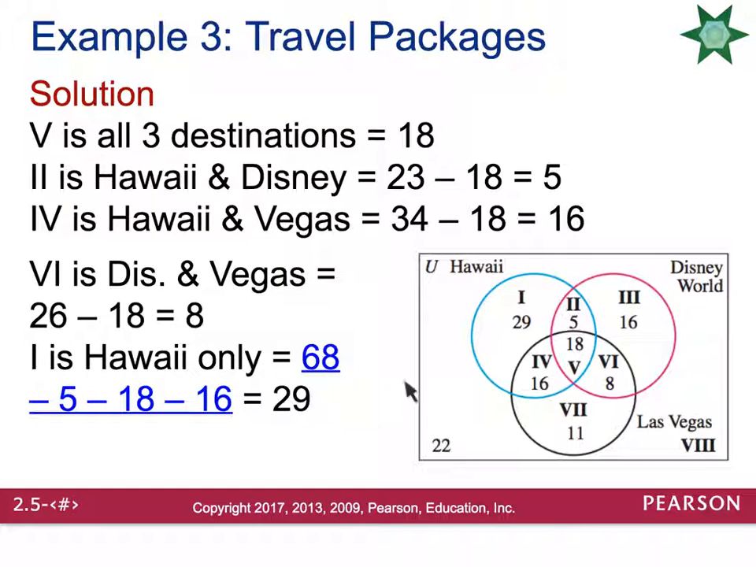Hawaii only is 68. We already have 5 and 18 and 16, which is 39. So we're going to add 29 more to get 68.